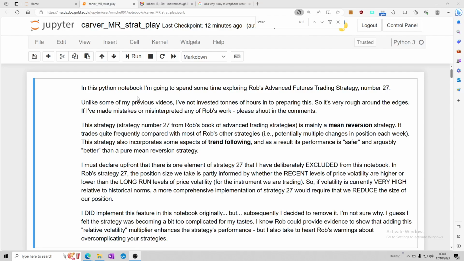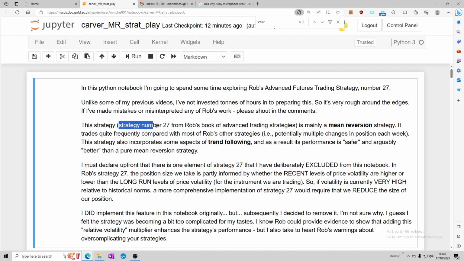In this Python notebook, I'm going to spend some time exploring Rob's Advanced Futures Trading Strategy number 27. Unlike some of my previous videos, I haven't invested tons of hours into preparing this, so it's very rough around the edges. If I've made mistakes or misinterpreted any of Rob's work, please shout in the comments.